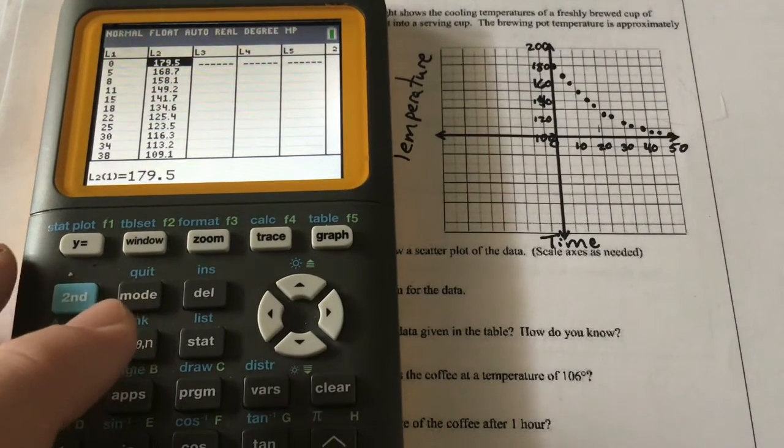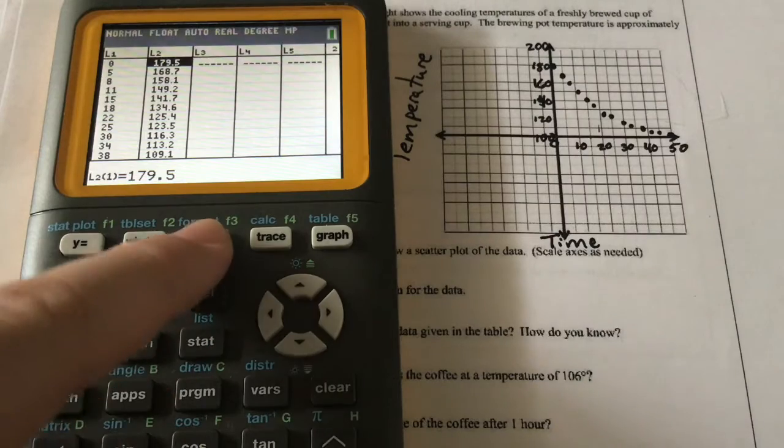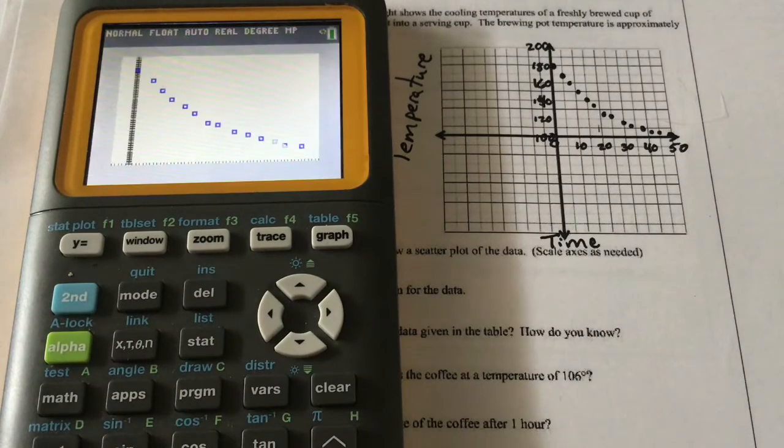We can check the graph, though, in the calculator by hitting Zoom and going to option 9, and we see that ours looks approximately the same.